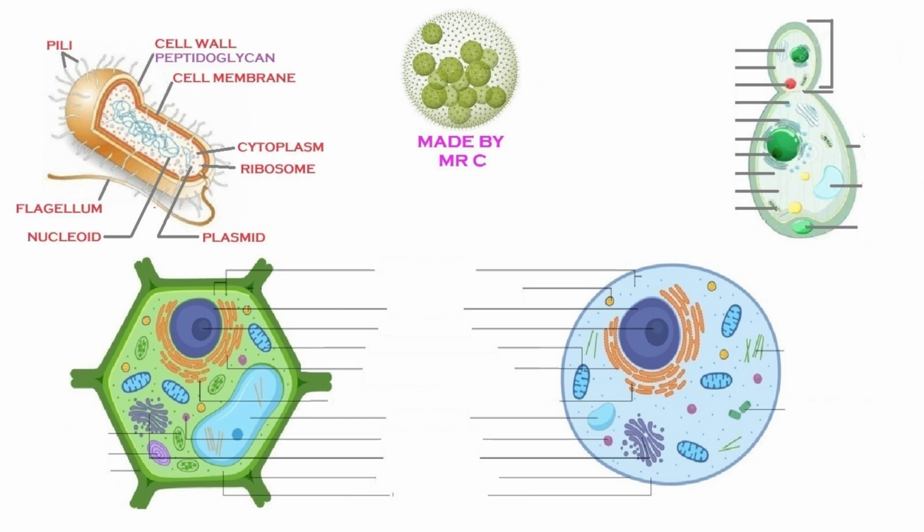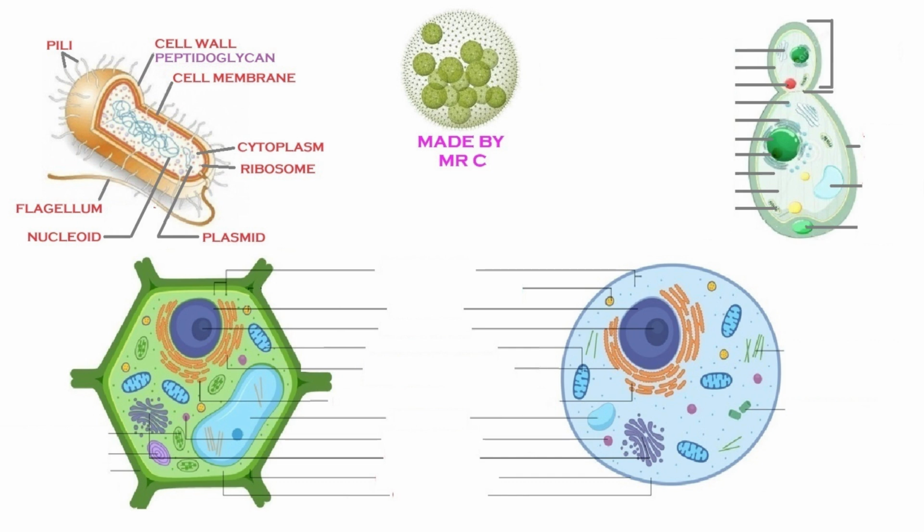Bacteria are prokaryotic cells. They do not have any membrane-bound organelles, but they do have some organelles. First, they have pili. Pili are little hairs that allow them to swap genetic material between different bacteria. They have a cell wall made of peptidoglycan. They have a cell membrane.